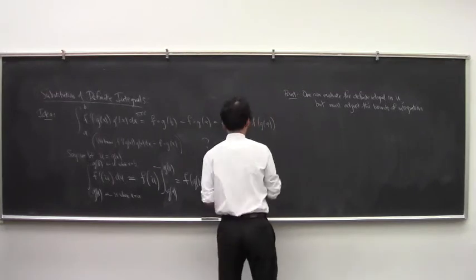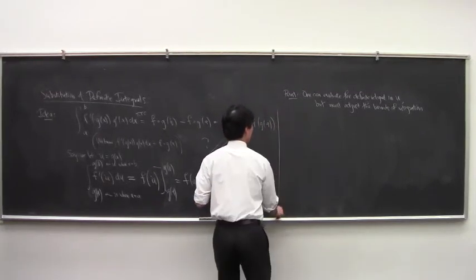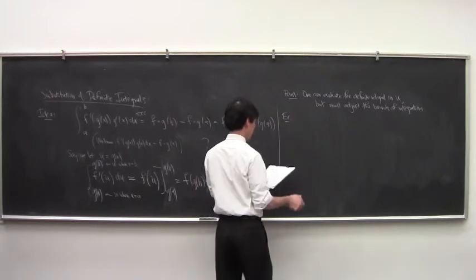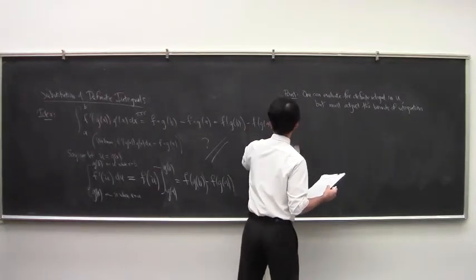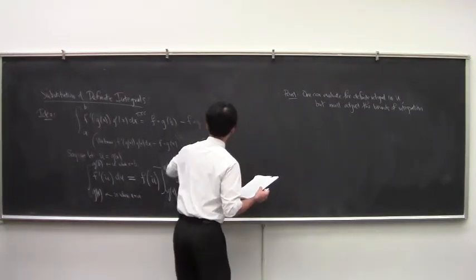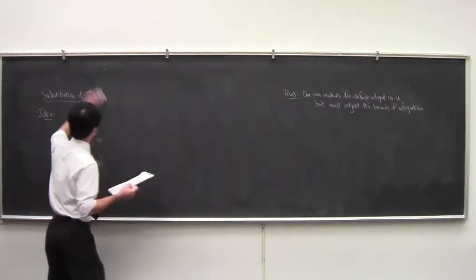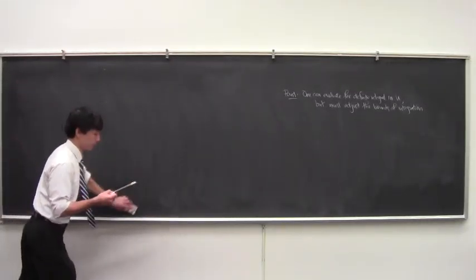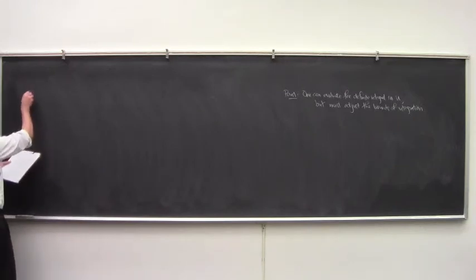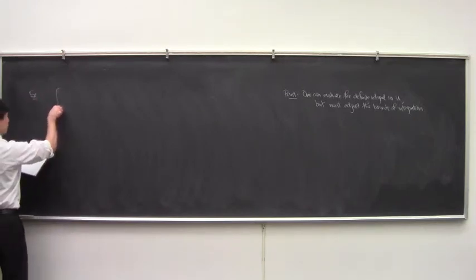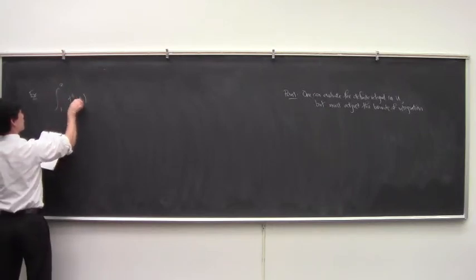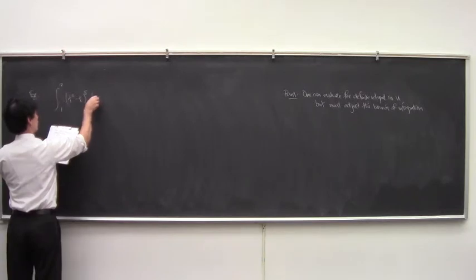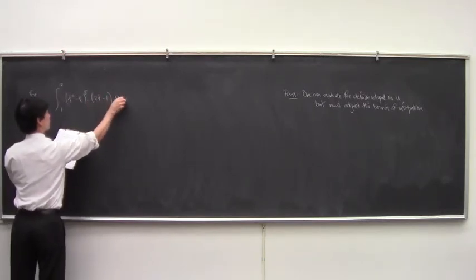So let me do a concrete example of this. Somebody gives me an integral, the integral from 1 to 2 of (t squared minus t) to the fifth times (2t minus 1) dt.